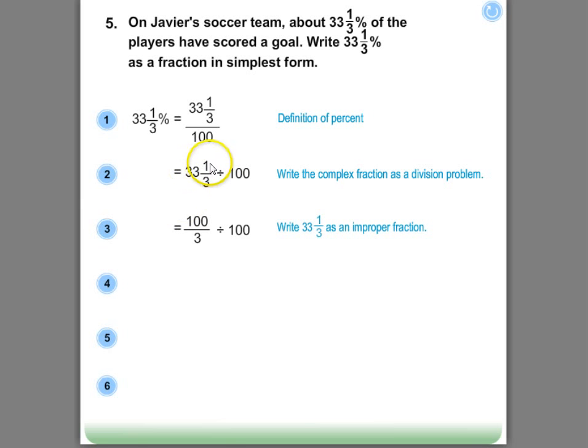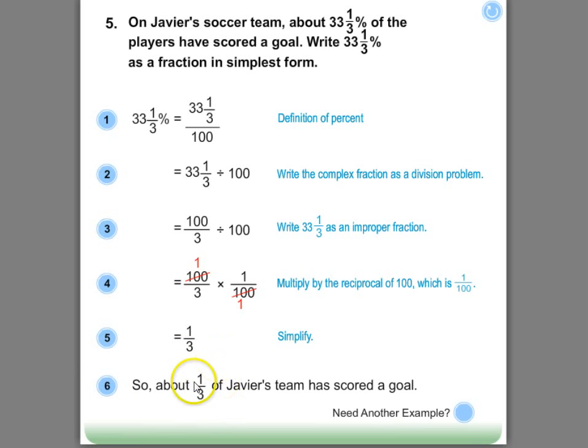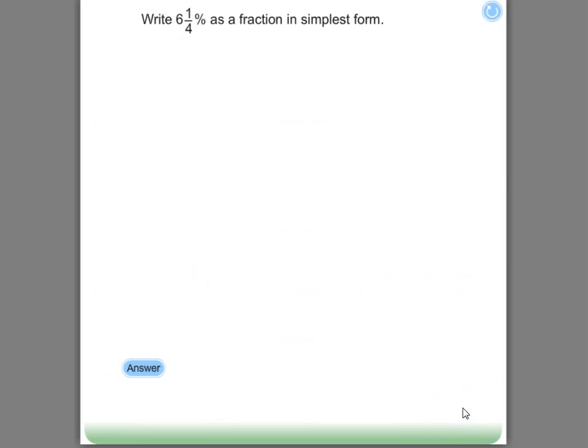And then we want to change 33 1/3 to an improper fraction. And then we multiply by 1 over 100. Now the 100 cancels. So we are left with 1/3. So as a percent, 33 1/3% is 1/3 in fraction form. Okay, so go ahead and try this one. So we have 6 1/4% as a fraction. All right, the answer will be 1/16.